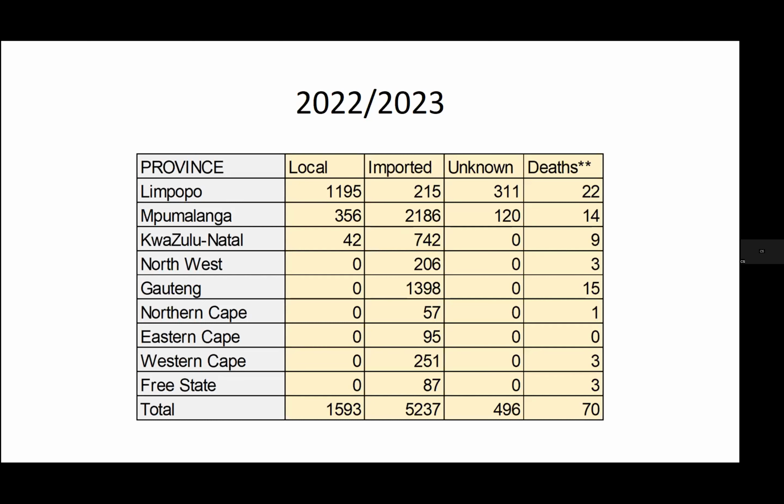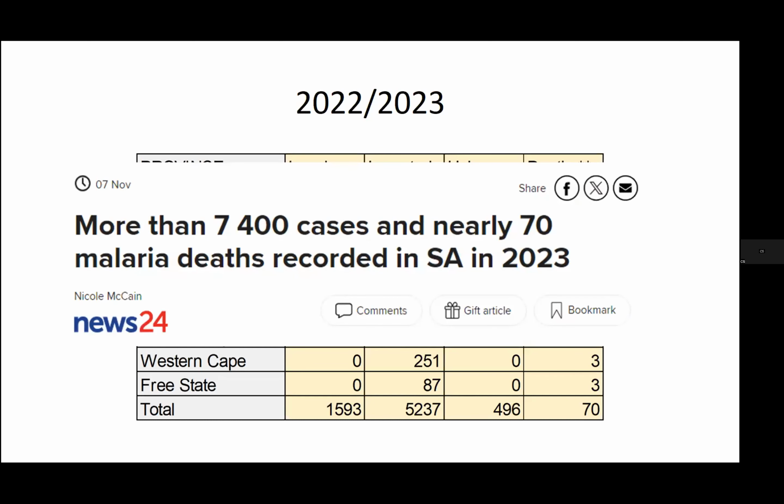And during malaria season, the information always makes it to the news and social media. And then just last week, News24 released headlines of the fact that more than 7,000 cases have been reported, with nearly 70 deaths in South Africa to date.